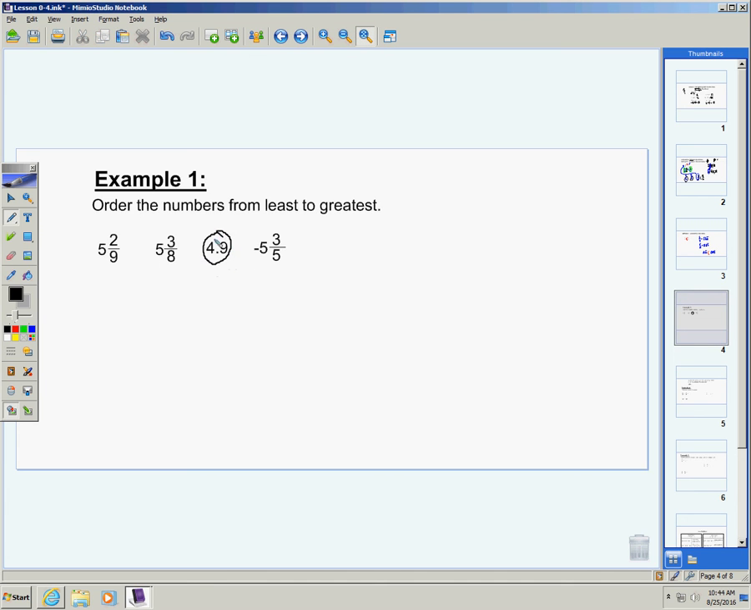So 5 2/9, to figure out what that is, just type it in your calculator. 2 divided by 9 gives you 0.2 repeating, and I already know the whole number is 5 because it's 5 2/9. So it's going to be 5 and then whatever 2/9 is, and we know 2/9 equals 0.2 repeating. So it's 5 and 0.2 repeating, so it's 5.2 repeating.